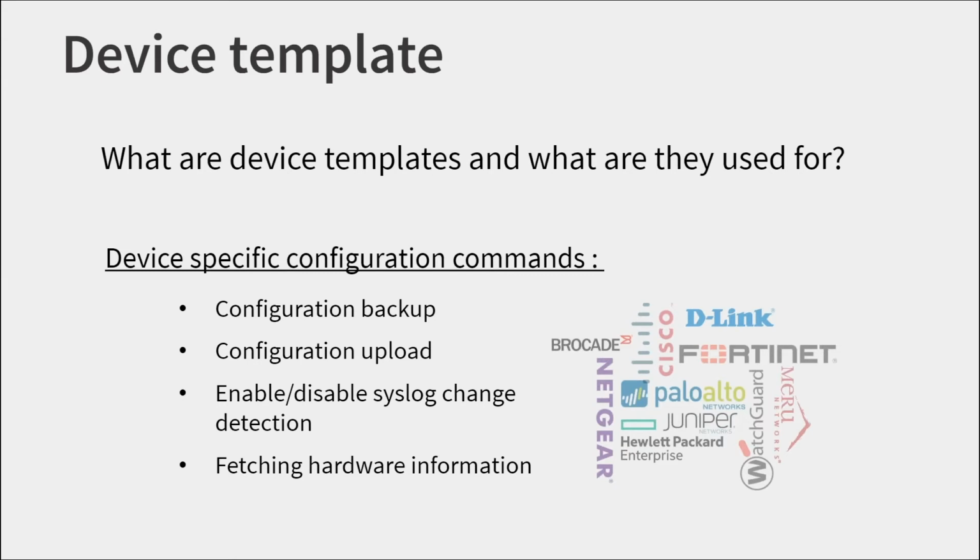Now, what is a device template and what are they used for? Device templates carry vendor-specific configuration commands. For example, if your network consists of different vendors such as Juniper devices, Cisco, etc., you don't have to remember the configuration command for each and every vendor. All you have to do is associate the device template which belongs to one particular vendor and apply it on devices. Network Configuration Manager provides device templates for the following configuration commands. They are configuration backup, uploading configuration, enabling, disabling syslog, fetching hardware information, etc.